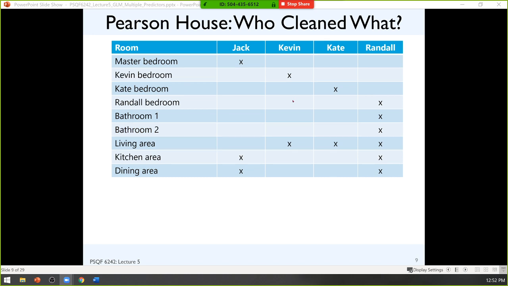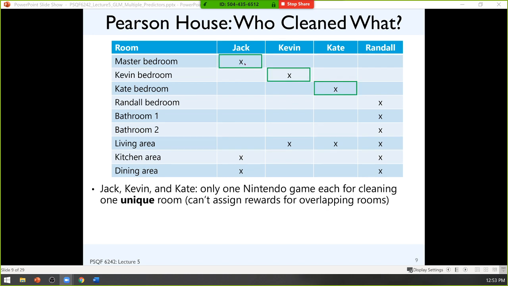Well, we have Jack claiming that he cleaned the master bedroom as well as the kitchen and the dining area. And we have Kevin claiming that he cleaned his bedroom and the living room. And Kate says she cleaned her room and the living room. And Randall, of course, is the overachiever of the family. He tried to clean everything and ran out of time. Because that's Randall. That's what he does.